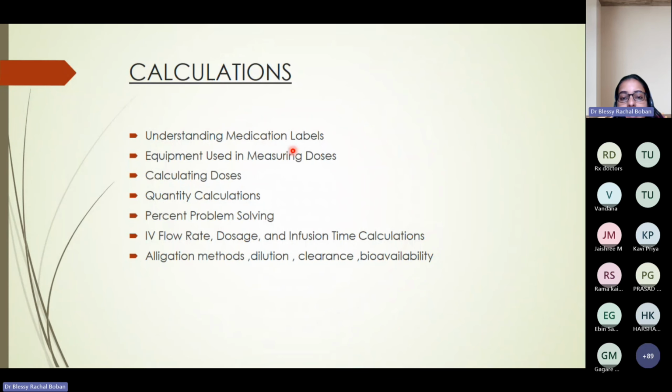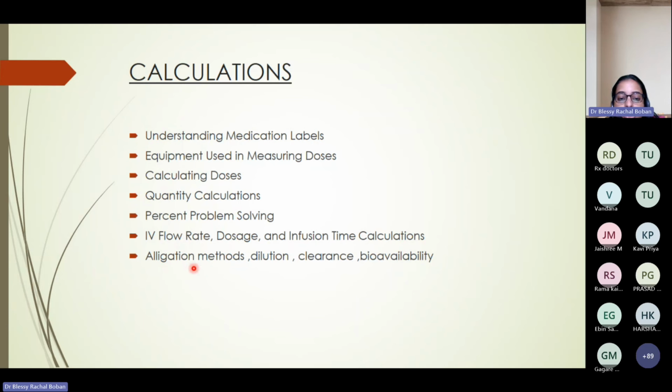And for calculations, you have to understand medication labels and equipment used in measuring doses, especially for dilution purposes. Dose calculations are important, especially pediatric dose calculations. Then quantity calculations are important, dose calculations based on volume of distribution and amount of drug, etc. Then percentage problem solving: you have to find the percentage before dilution, after dilution, what is the final strength? Such questions. IV flow rate, dosage form equations, infusion time calculation, how many drops per minute, questions like that.